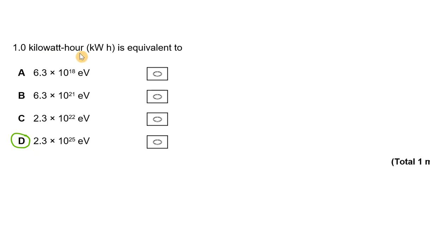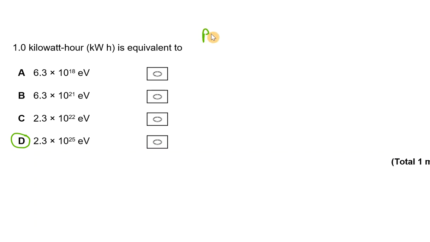So 1 kilowatt hour is equivalent to, and we need to convert kilowatt hours, which is a unit of energy, into electron volts, which is also a unit of energy. So what I'm going to do is convert kilowatt hours into joules to start with, and then the joules into electron volts. So what's a kilowatt hour equal to?